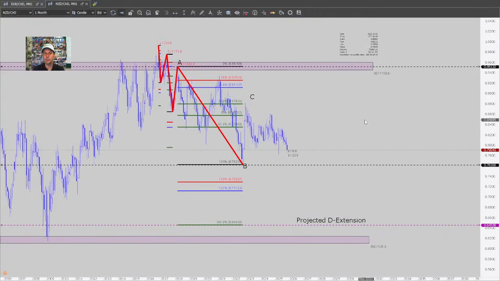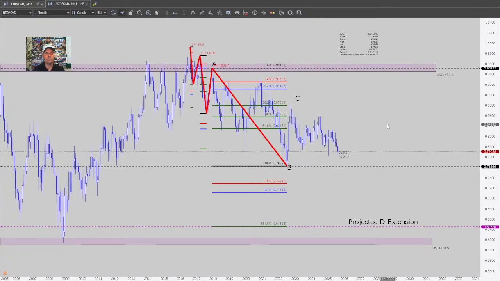Okay, check your charts. Check your charts on NZDCAD, everybody. Do you have the same Fibonacci as I do? Everybody, do you have the same Fibonacci as I do? So, why not the one touching the red line?